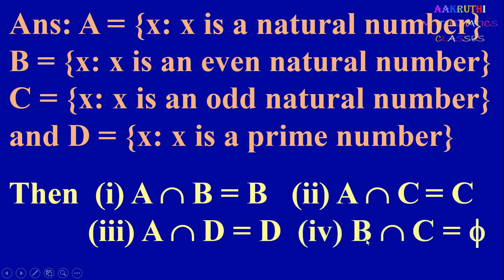So next question, it is B intersection C. B is even natural number, C is odd natural numbers. In even natural number and odd natural number, there is no common number. So therefore, intersection is empty set.